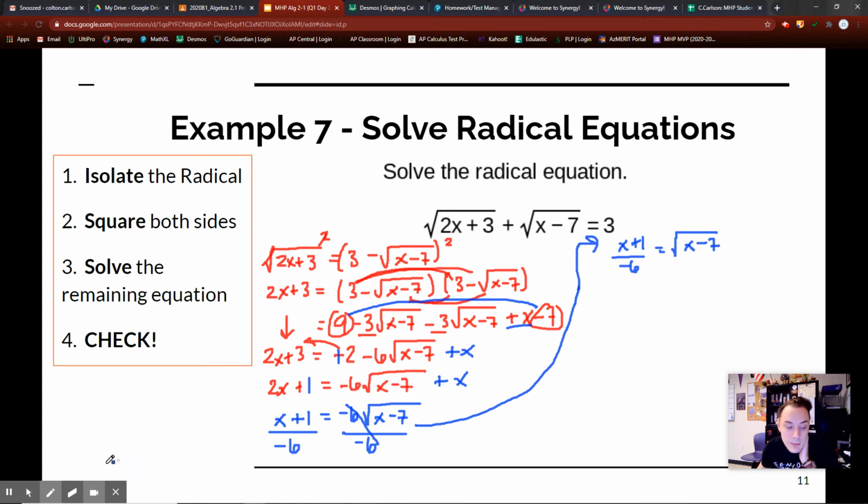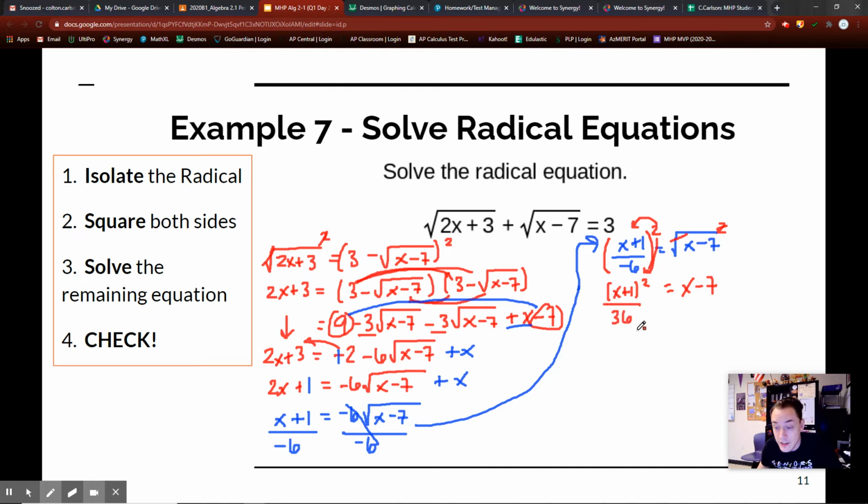Now, when I get to this point, guys, it may look very confusing because you have a fraction, but you're going to do the exact same thing like normal. You're going to square both sides. That goes poof. What I'm left with is x minus 7. On this side, the square goes to everything, the numerator and the denominator. So it's x plus 1 squared, and then all over negative 6 squared, which is 36.